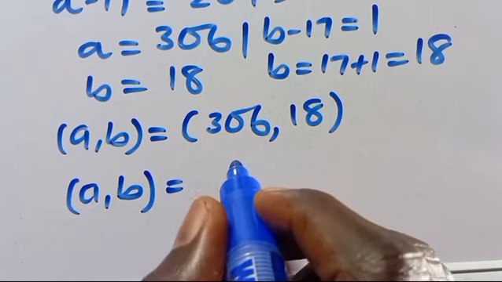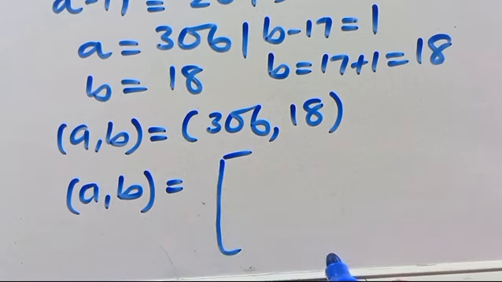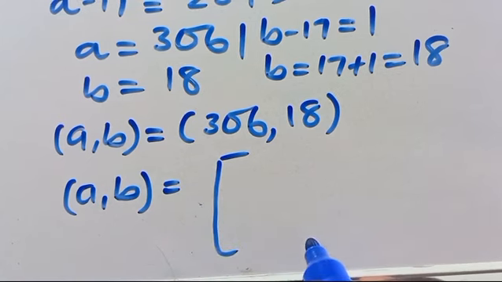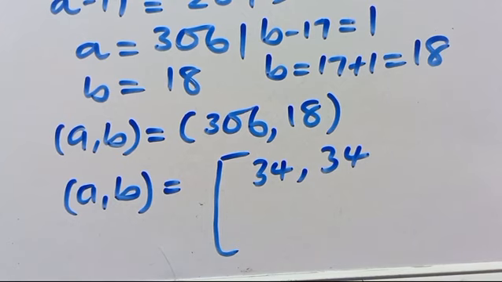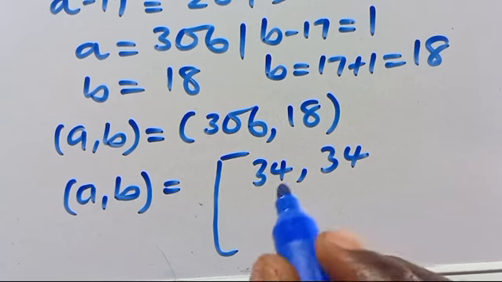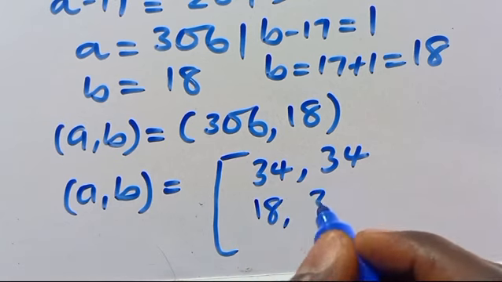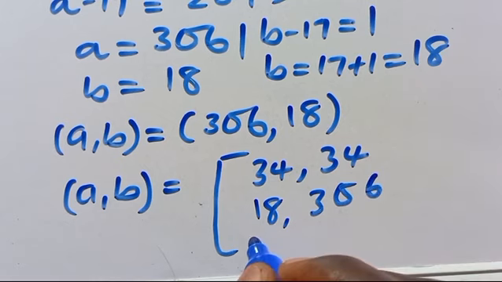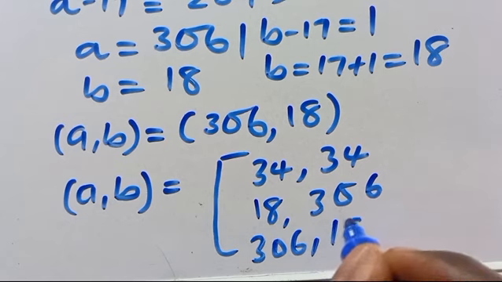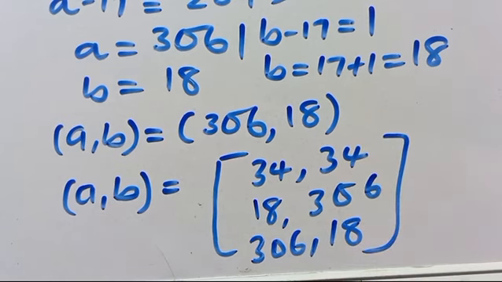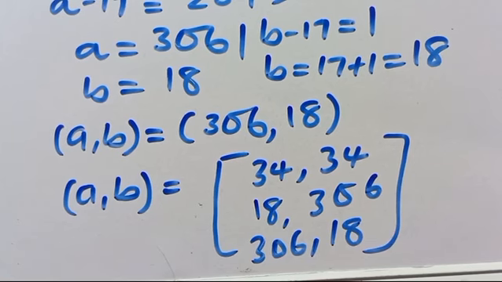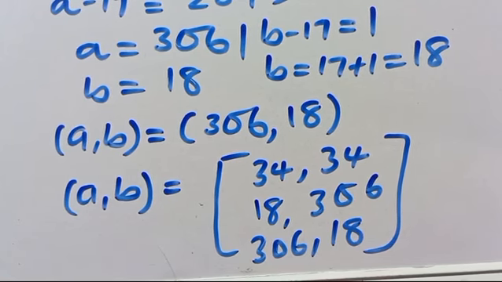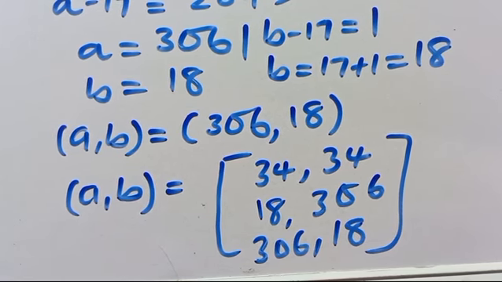So for the positive solutions, we can declare a comma b as follows. We have the first one to be 34 comma 34. We also have the second to be 18 comma 306. We also have 306 comma 18. So these are the three possible values of a and b, if you are to consider the positive products of 289.